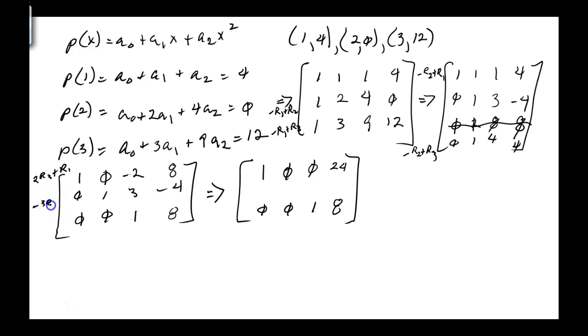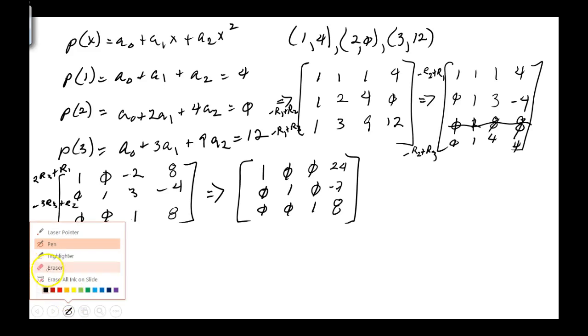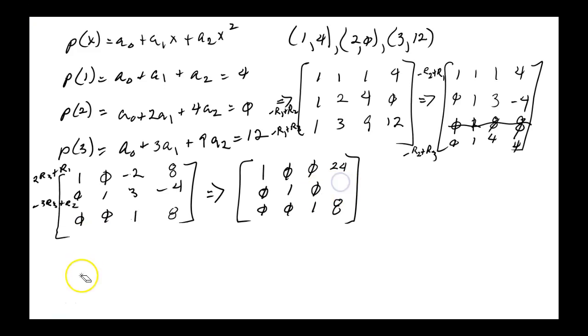Negative 3 row 3 plus row 2. Always use the leading one, and that's in row 3. Okay, so what would it become? 0, 1, 0, whoa, wait, I'm sorry. Whoa. I was looking at the wrong thing, sorry. I thought that doesn't seem right. Okay.